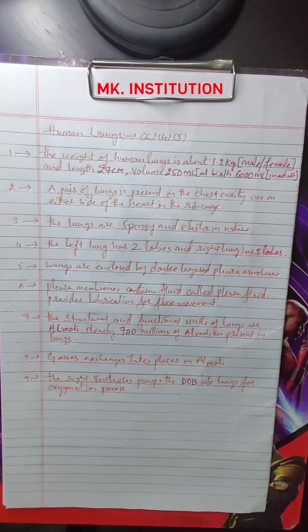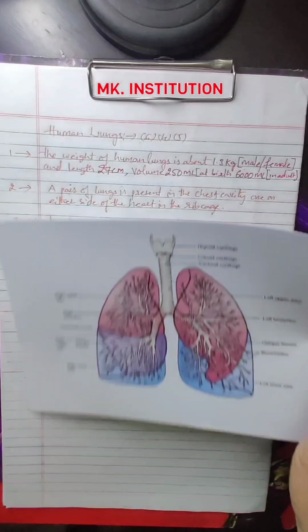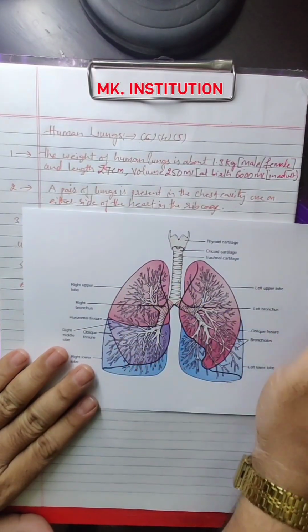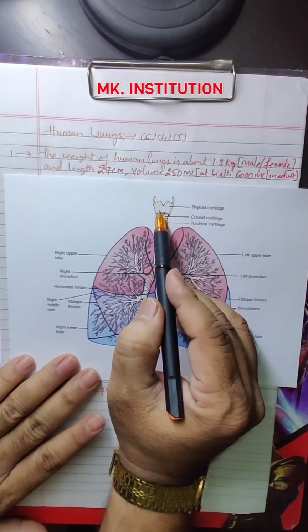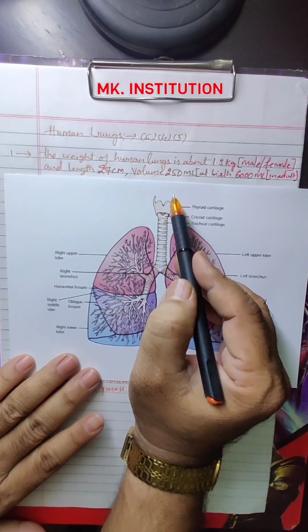Okay. So we have completed this human lungs answer. Along with the diagram, I'll show you. Check it out. This is the structure of human lungs. This is the thyroid cartilage. This is the cartilage structure completely here. Above this you can find pharynx, larynx, then trachea.